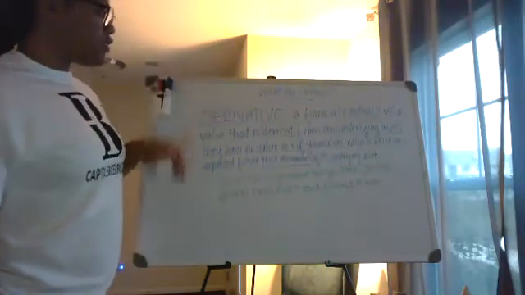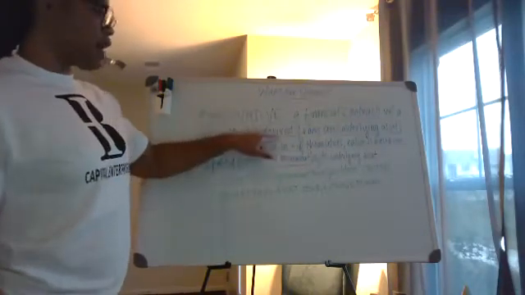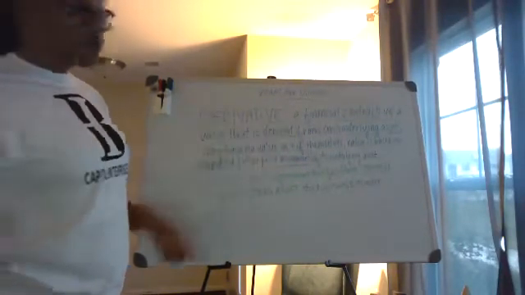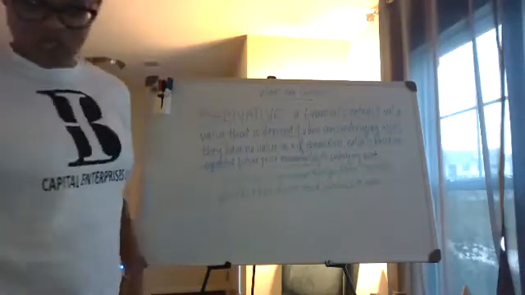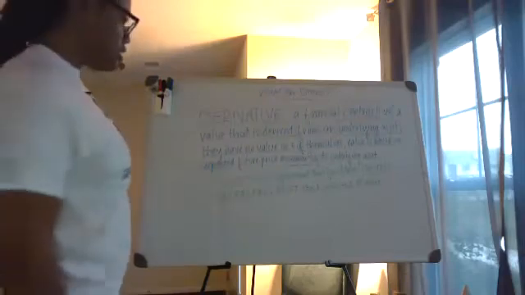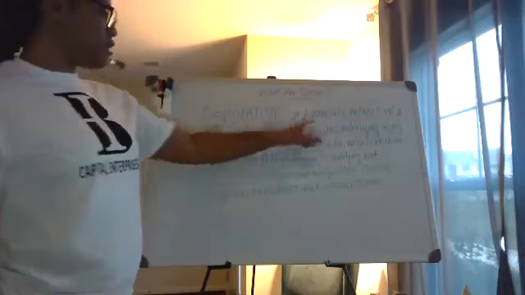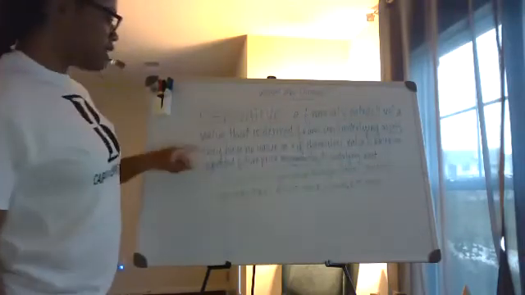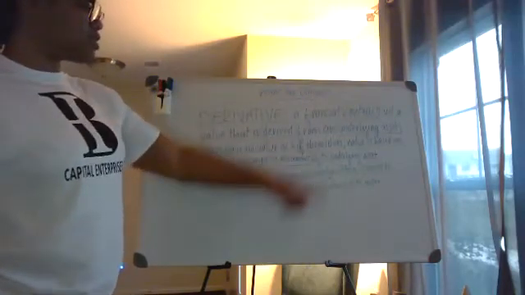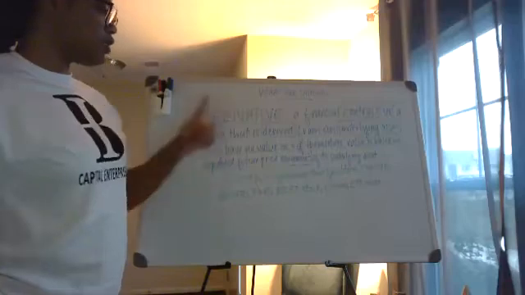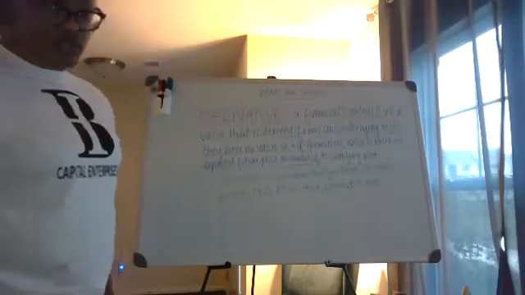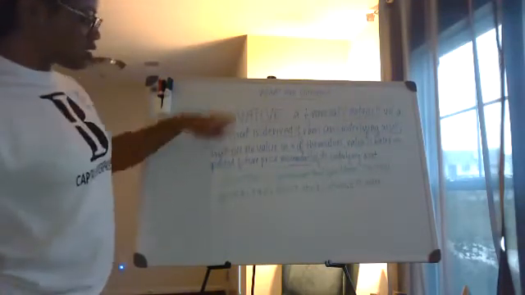A derivative is simply a financial contract with a value that is derived, keyword derived, like we're derived from our parents. What's up, Sharika? Thank you for watching. So yeah, it's derived from an underlying asset. They have no value in and of themselves, and the value is based on the expected future price movement of its underlying asset.